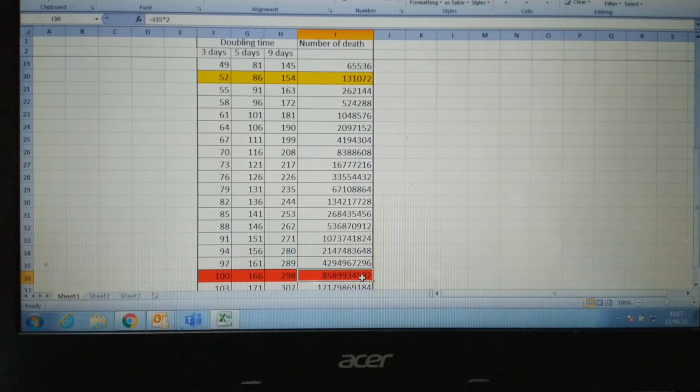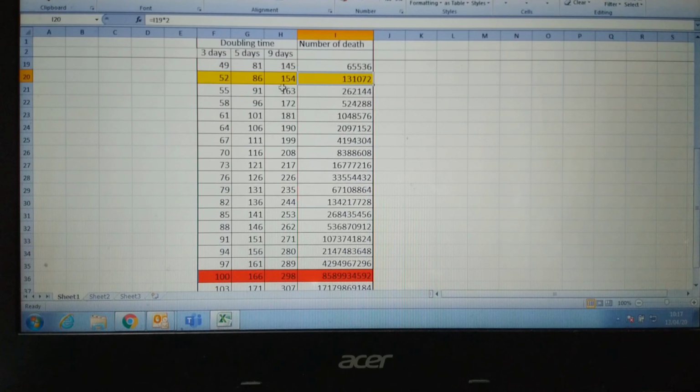So this is a very dangerous signal, and that's why epidemiologists are more interested in doubling time rather than the number of deaths actually happening. So 131,072 will go pretty soon to 8.5 billion, 8.6 billion basically, which is way over the human population on Earth, in only 150 days from today.